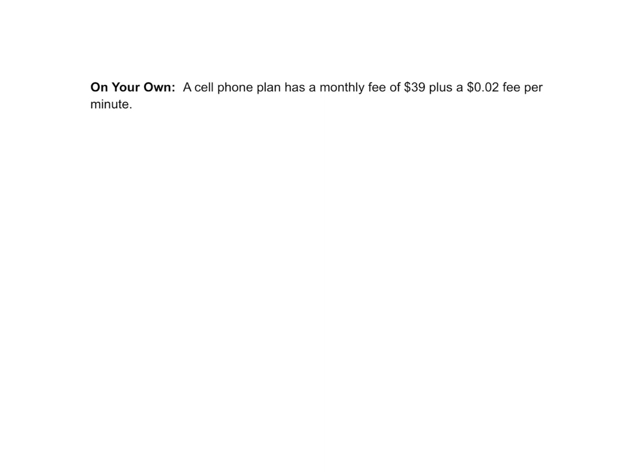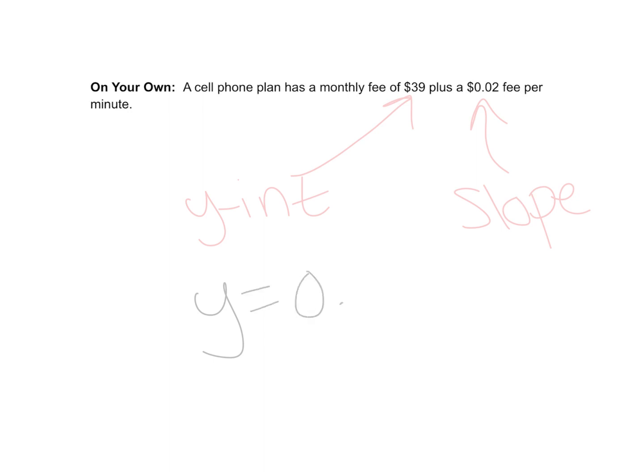This particular situation says a cell phone plan has a monthly fee of $39 plus a 2-cent fee per minute. I see the word per, so that means that the 2 cents is a rate, or my slope, meaning that the $39 fee is my y-intercept. There's nothing in either of these numbers that suggests that it's going to be a negative, so our equation would just be y equals 0.02x plus 39.